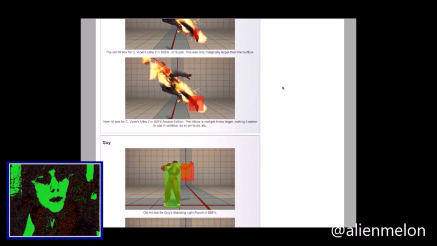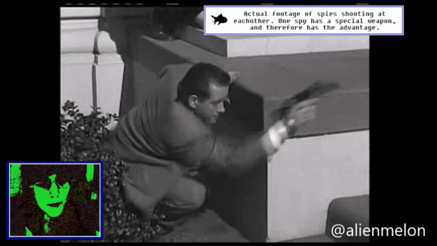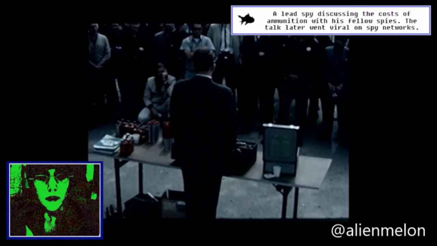Collide Fish was used by the US government and the USSR to test shooting fish at enemy spies. For a long time, the US government experimented with discovering more resource-friendly and cheaper types of ammunition. They desired durable, cheap, and expendable ammunition. The cost per bullet per spy was too high to make war affordable.